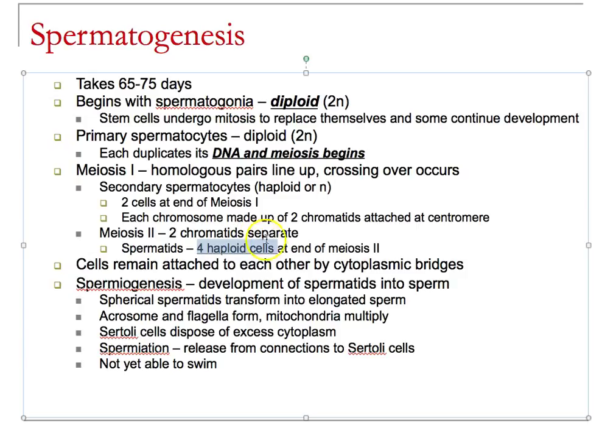They remain attached. They have a cytoplasmic bridge. Mother Nature wants to ensure that there's an equal amount of cytoplasm between each of these. So even though they may be genetically distinct, they have essentially the same starting material at the racing line, meaning when everything's all lined up, ejaculation occurs, everybody should have the same mechanical properties and enough energy to get to where they need to get to.